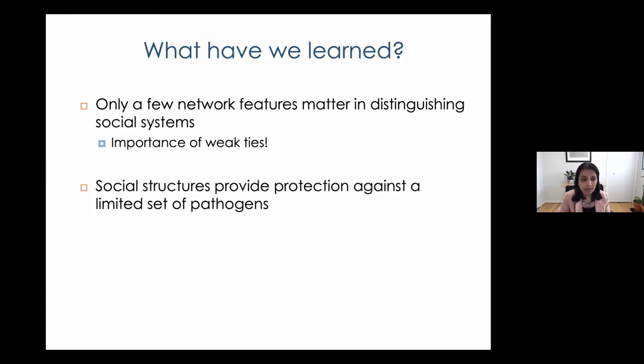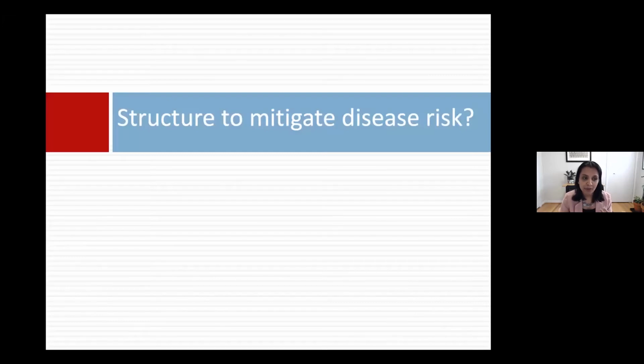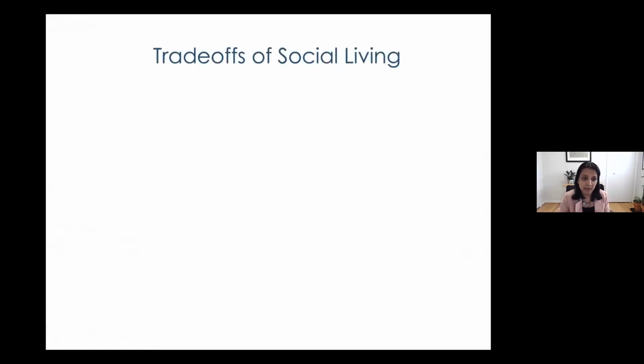And so really looking at how network structures and different social structures have evolved alongside pathogens to protect the populations that they spread in is going to be an important step. So that brings me to sort of my second case study, where we really want to investigate particular structures that can help mitigate disease risk.